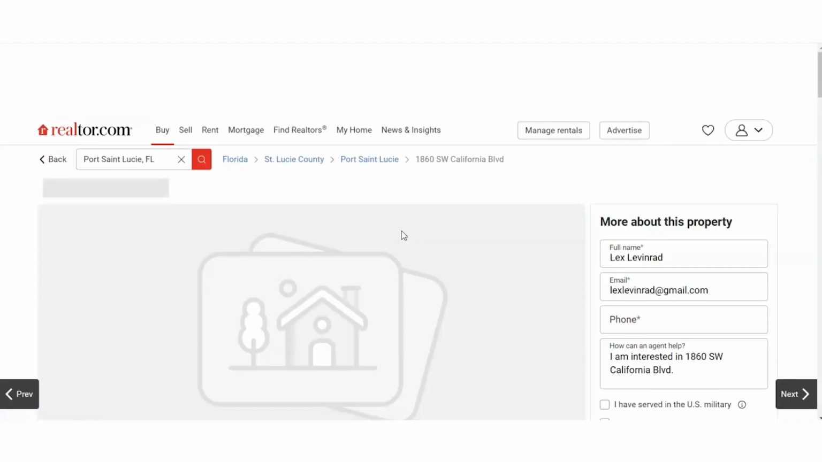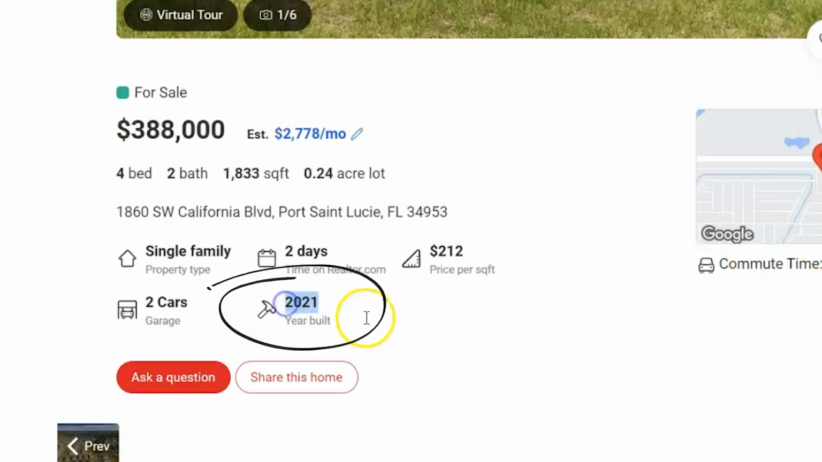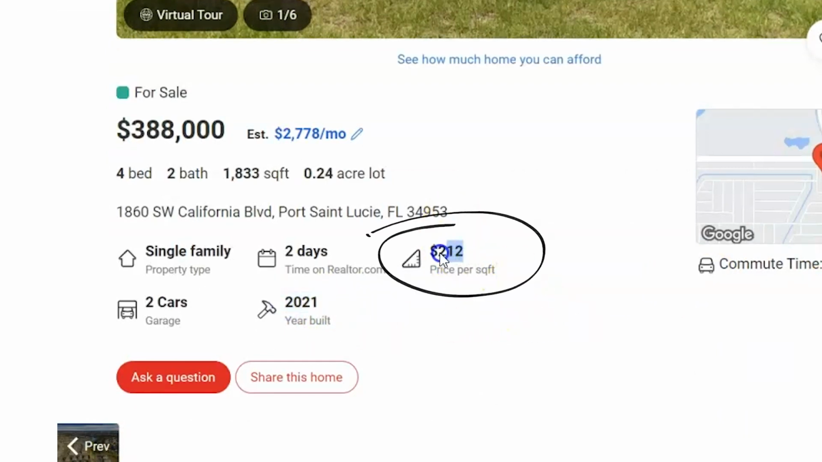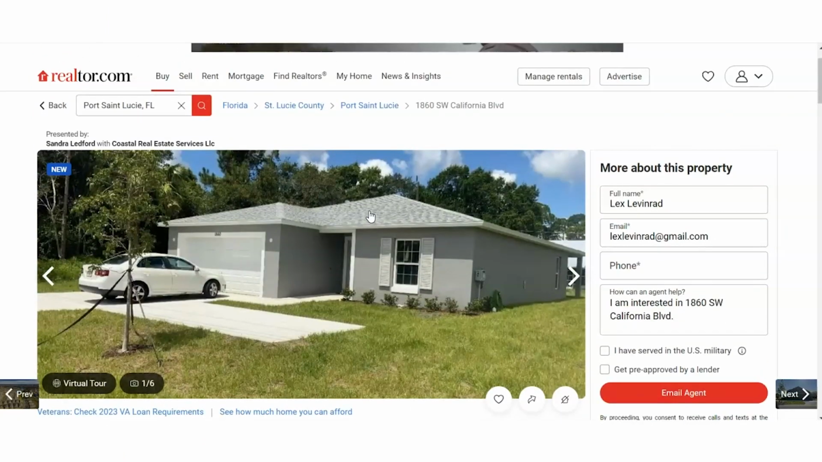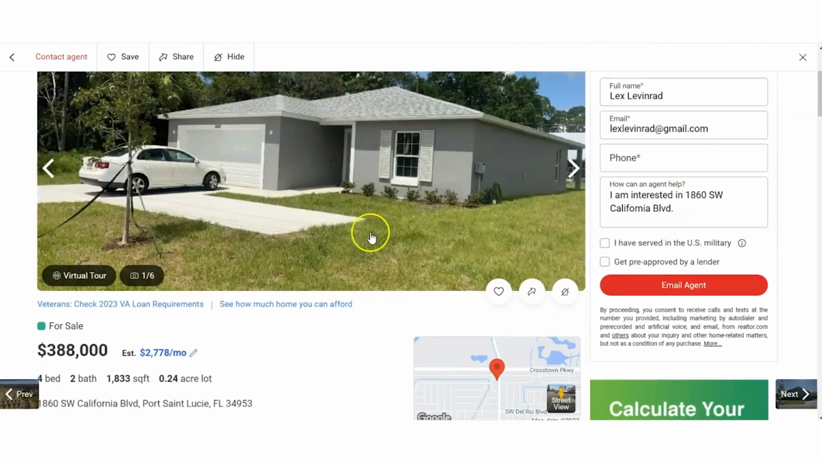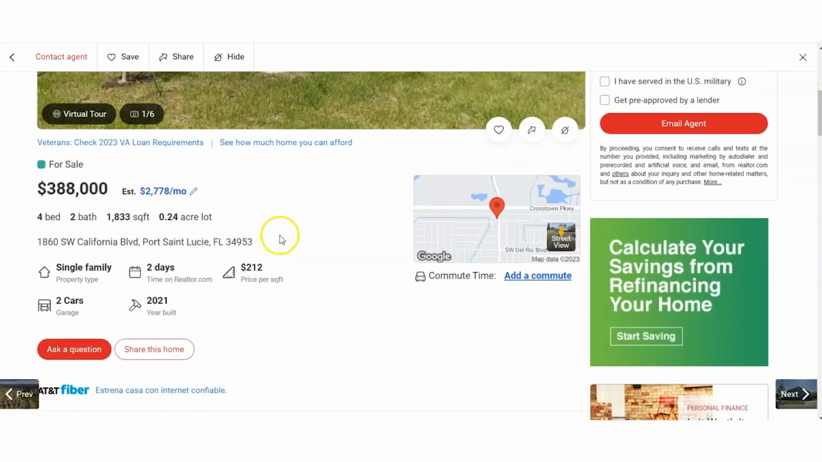I'm going to go ahead and click on that. And this house was built in 2021, so it was built 2 years ago. Price at $212 a foot, and that's a deal. So if you were a regular non-wholesale buyer, a retail buyer with a mortgage, and you could call them up and offer them, let's say, $370 for this house, you'd be getting yourself a pretty good deal.